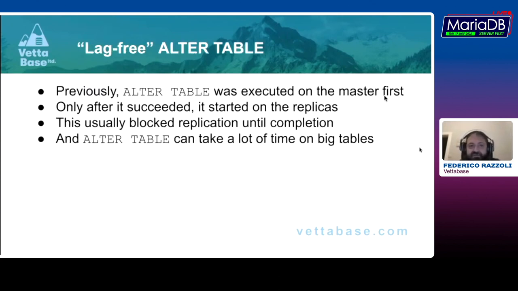The first one is what was called lag-free alter table. First of all, previously, alter table was executed on the master first. So in a replication chain, first the master did the whole operation, and then it was started by each replica. This means that while the replica does the alter table, the master is probably writing to that table, and maybe the replicas can't, because there is a metadata lock on that table, for example. So these kinds of things tend to block replication. If an alter table is very fast, maybe it doesn't matter, but sometimes it can take hours.